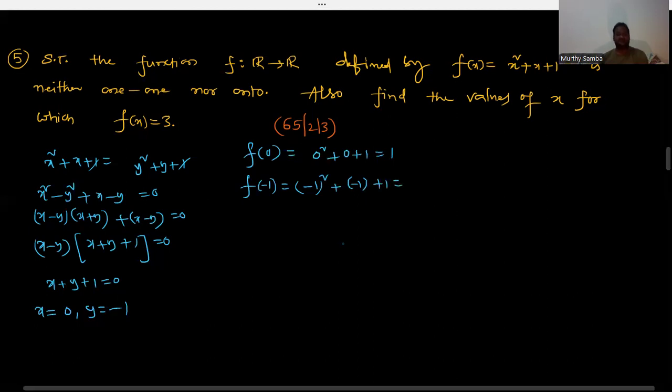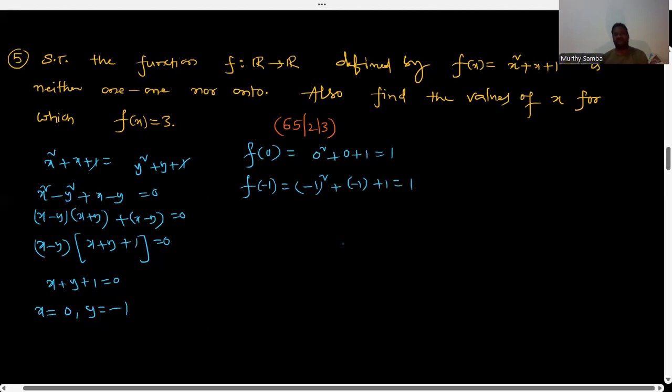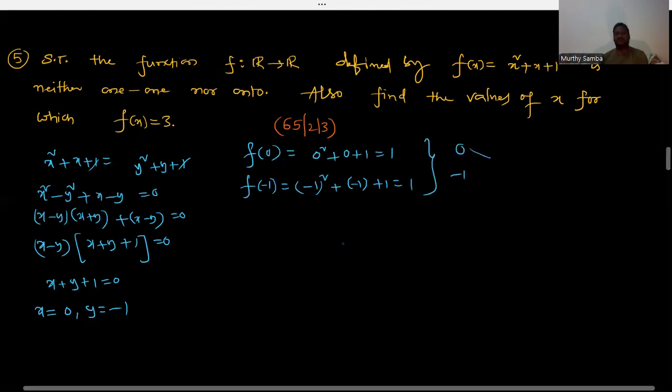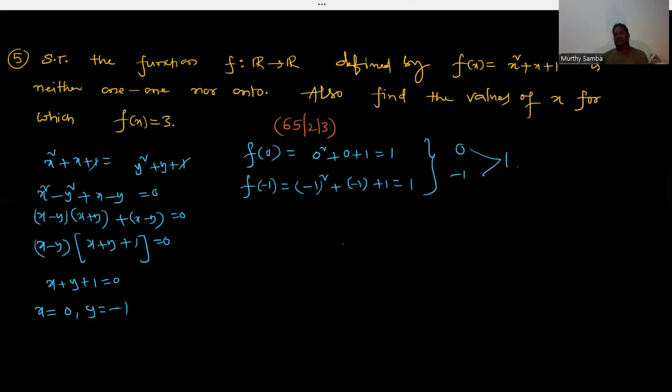Minus 1 whole square is plus 1, minus 1 cancel, equal to 1. What does this mean? It means 0 and minus 1 both are mapping to 1. I think this is enough to say that it is not an onto function. Of course, not only for these two numbers, we can take any pair of numbers satisfying this particular equation.